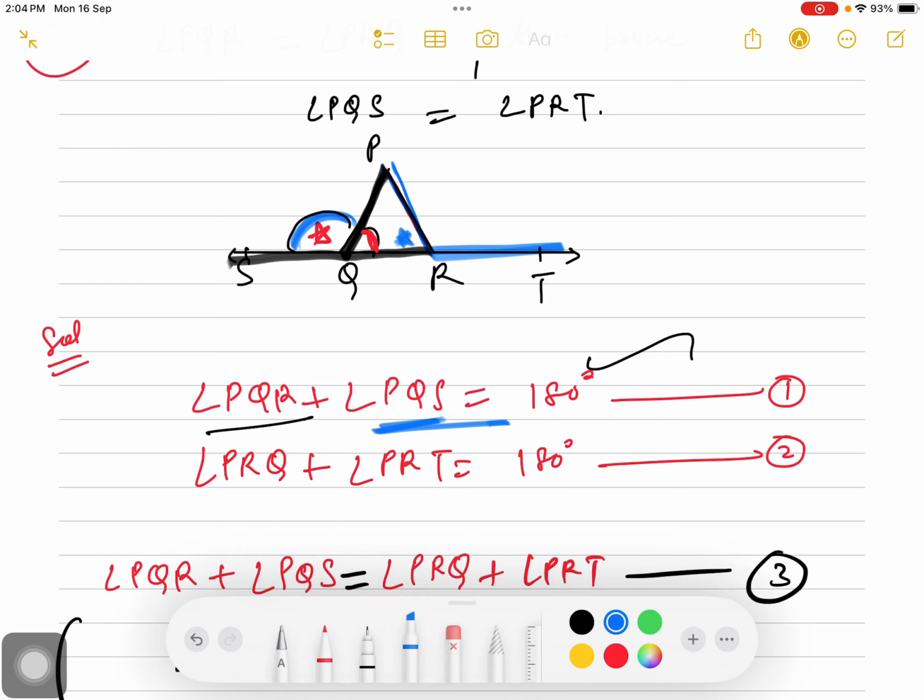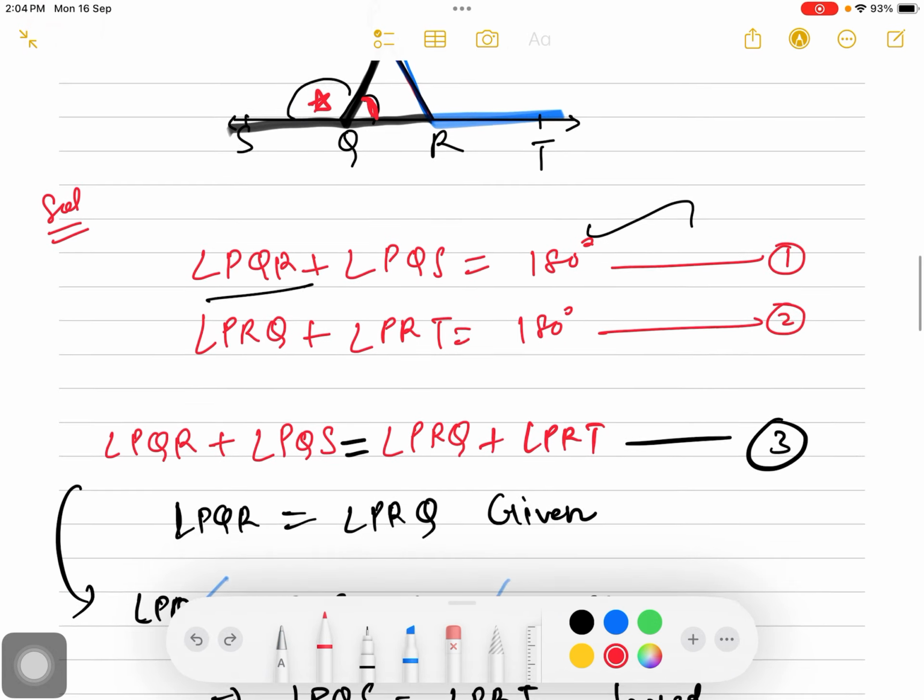Similarly, I wrote the second equation for this angle plus this angle. What is the name of this angle? This angle is PRQ. So PRQ plus PRT. PRT means this angle. Their sum is also 180. So I wrote angle PRQ plus angle PRT equals 180.